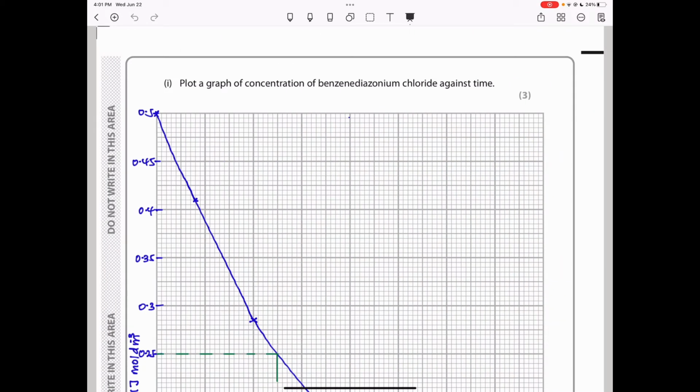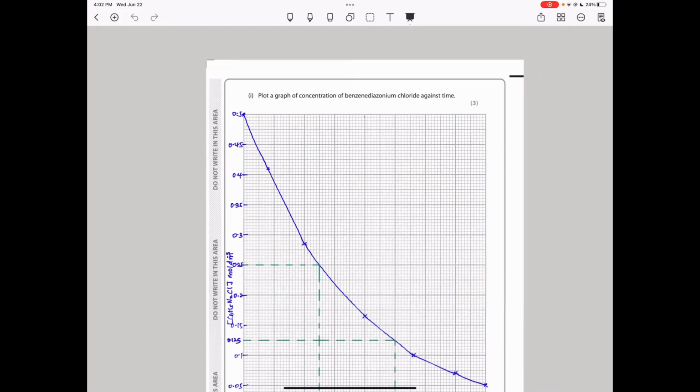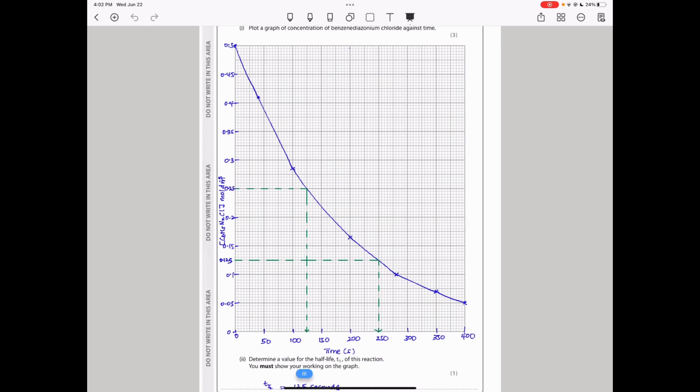They say, plot a graph of concentration of benzene diazonium chloride against time. So here what we have to do is to position the concentration of benzene diazonium chloride on the y-axis and time on the x-axis, or you could say vertical axis and horizontal axis. The key thing here is to find an appropriate scale. Remember to label and put units, and then everything is going to be okay. So the points are going to be marked and you can connect the line through the points. In my connection, I created a curve.